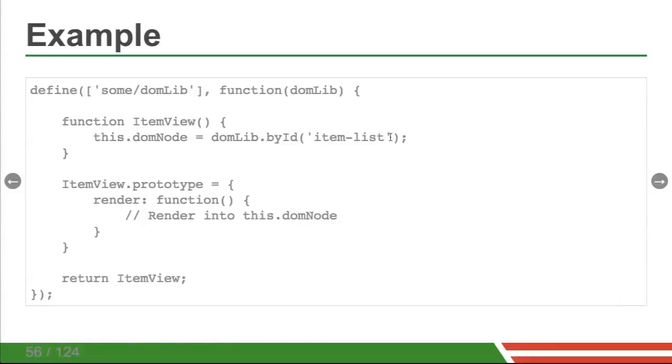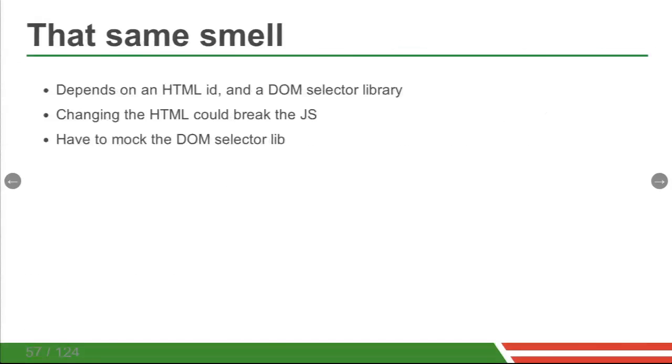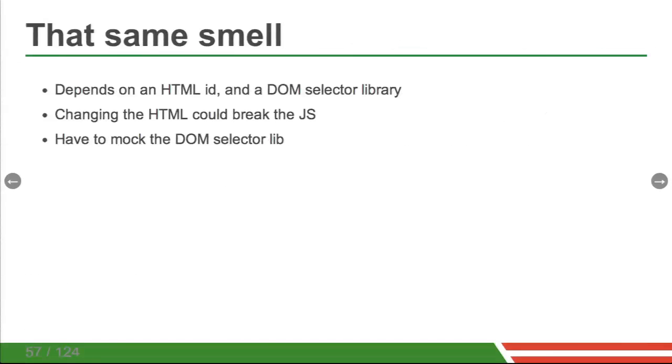So that makes this just as hard to test as the controller that we saw before, right? We would have to somehow mock the DOM library. We'd have to make it return something. And then even if we could unit test it, we might not be able to use it in very many situations, right? The document would have to have an item with an item list ID. If somebody changes that, the code is broken.